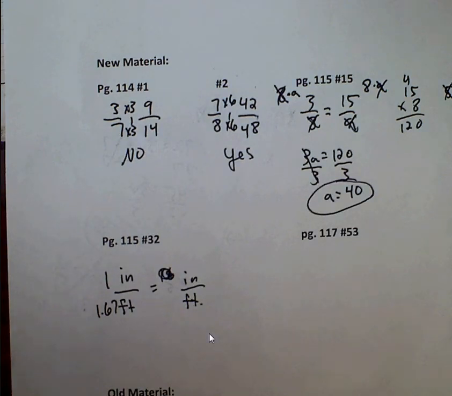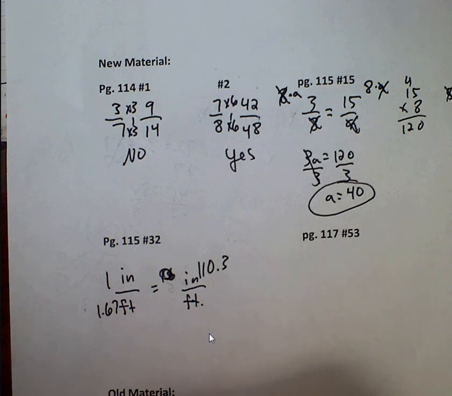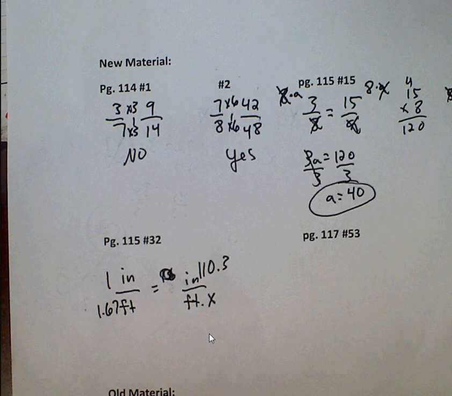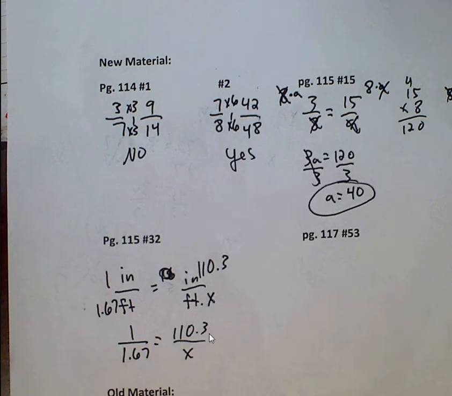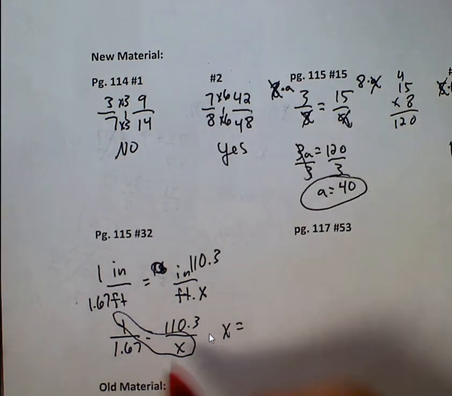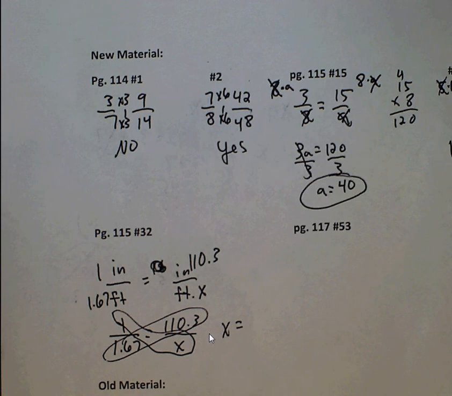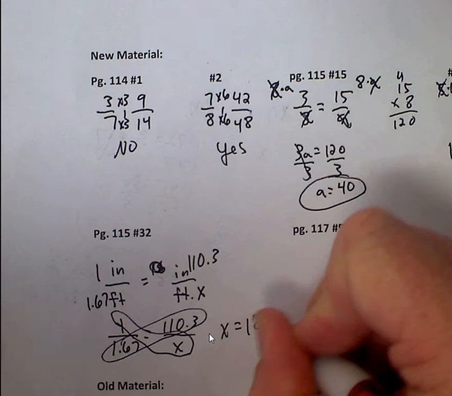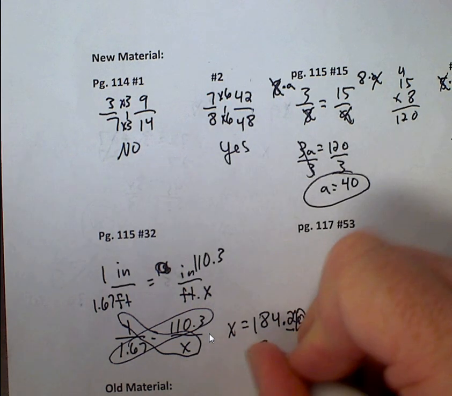Then it says 110.3 inches, and then it says how tall is the space shuttle. So x has to be on bottom. So I have 1 over 1.67 equals 110.3 divided by x. If I cross multiply, I get 1 times x is x. And then I multiply 1.67 times 110.3. This time I'm going to use a calculator. 110.3 times 1.67 is 184.201. It says round to the nearest tenth. The 0 makes the 2 stay, so 184.2.